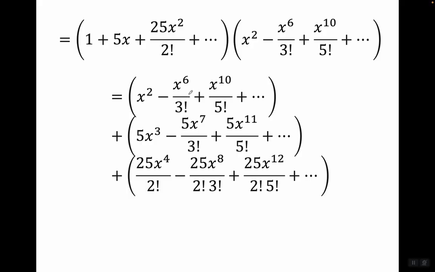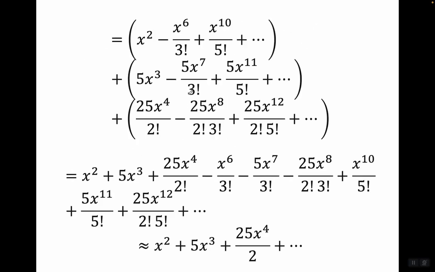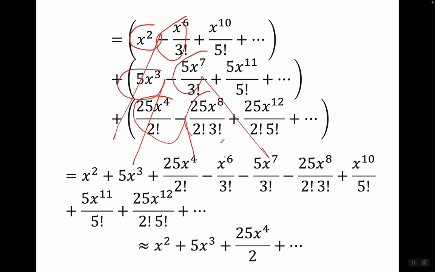Wow, that looks hairy. So now we just need to order the terms. So first we have an x squared. That's great. And then we have only 1 x cubed. And then we have an x to the 4th term. Then we've got some x to the 6th term here. That'll go here. X to the 7th term, that goes here. X to the 8th term goes here. And then we have x to the 10th, 11th, and 12th. Those go at the end.